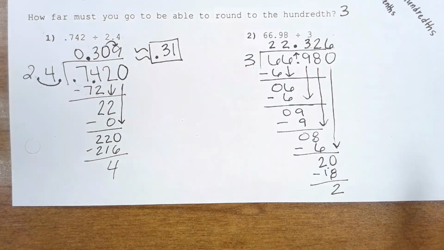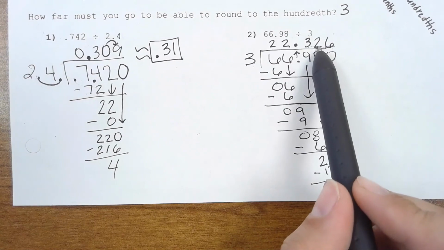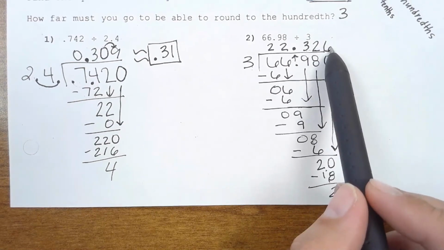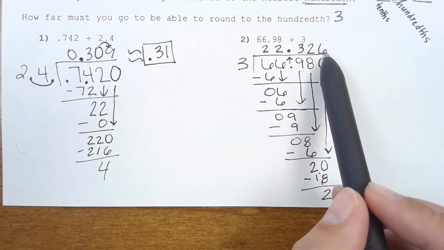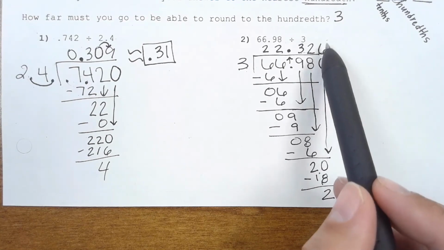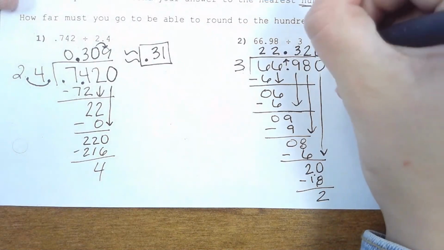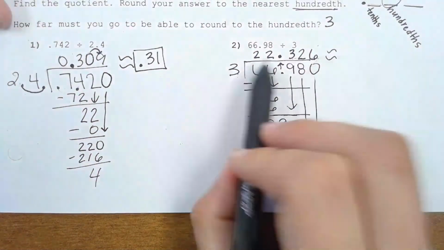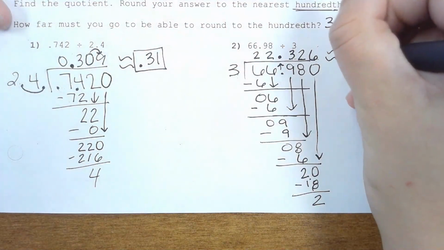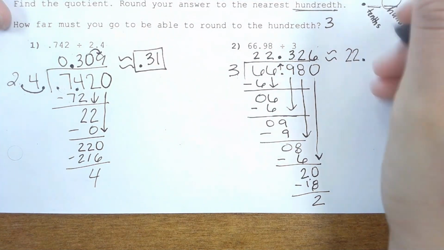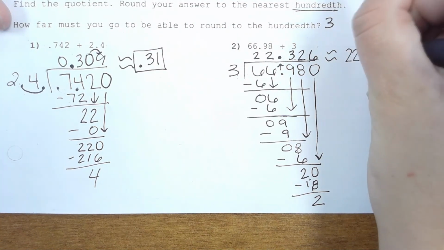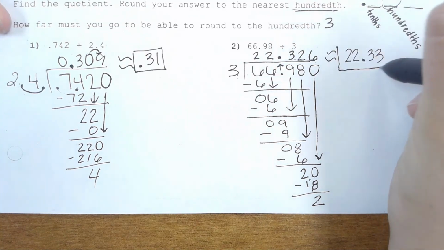So what you guys should have done was look at your hundredths place and look at the number behind it to help you round. Is this number 5 or greater? It sure was, so you guys should have bumped this 2 up to a 3. So when you guys rounded it to the nearest hundredths place, you would have gotten 22.33 as your approximate answer.